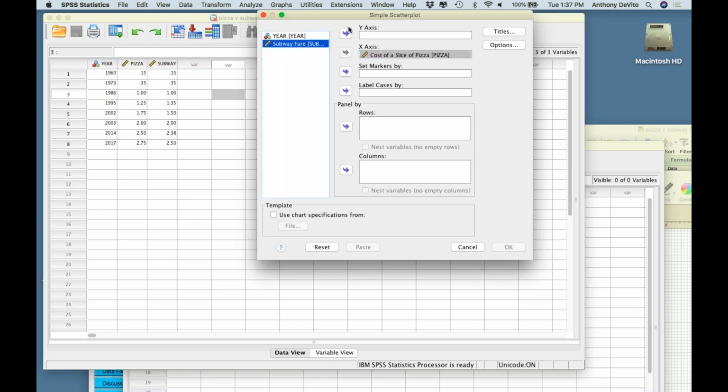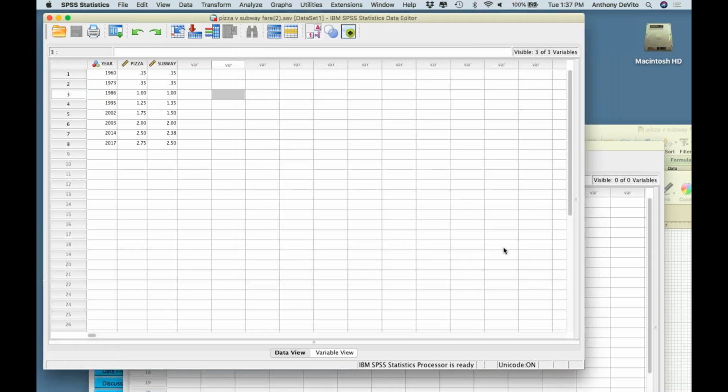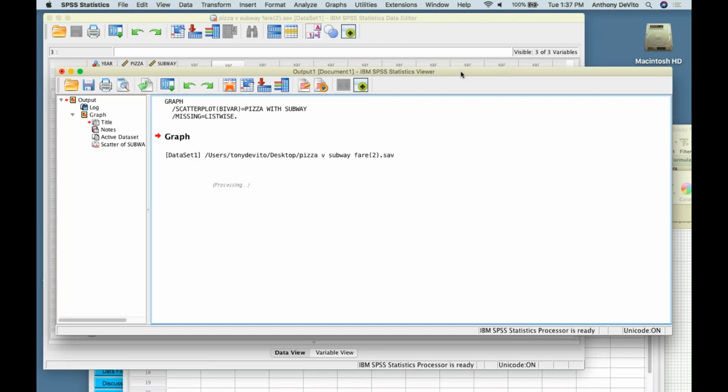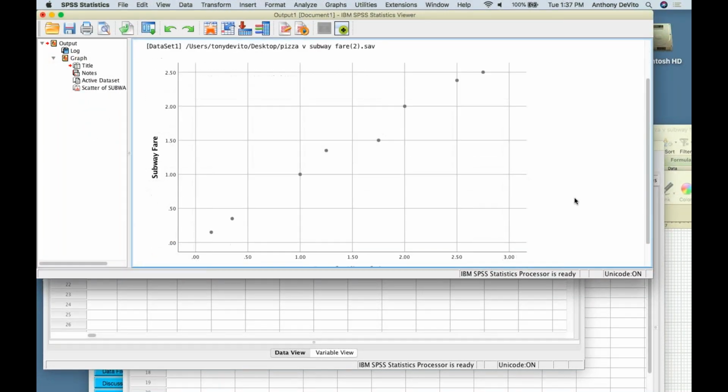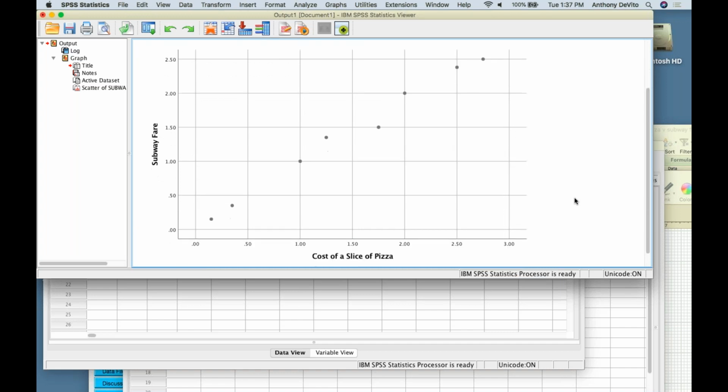And I'm going to put the subway fare into the dependent variable. The cost of the subway fare is determined by or influenced by the cost of pizza that year. So, okay, that's enough for now. I'm not going to worry about titles and stuff like that. I'm going to produce that graph. And SPSS does the same thing that we did in Excel, and it produces basically the same graph as we saw in Excel.